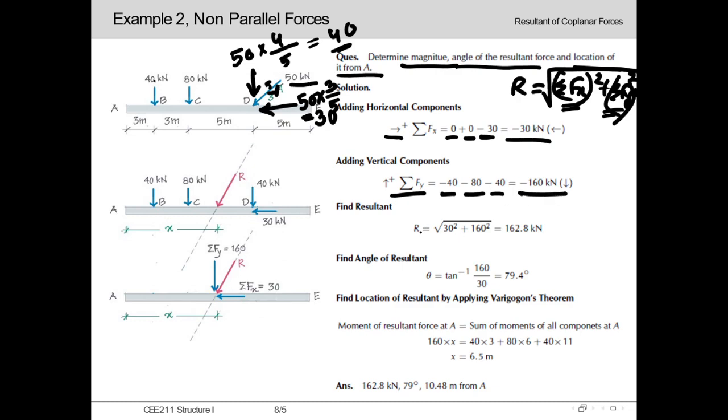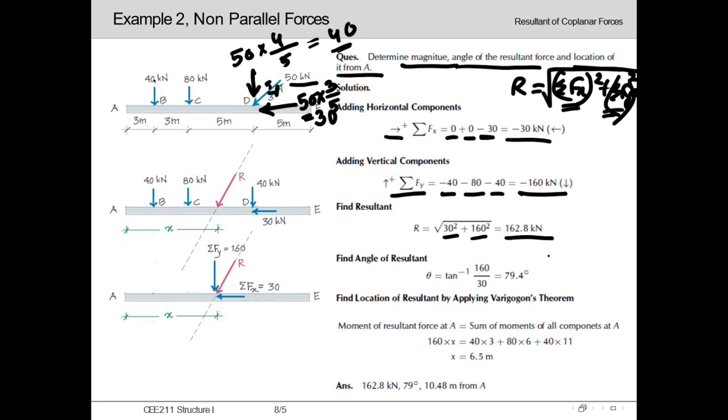So the magnitude of the resultant will be root over summation of f of x square, that means 30 square, plus summation of f of y square, that means 160 square. We will get the value of the resultant as 162.8 kilonewton.